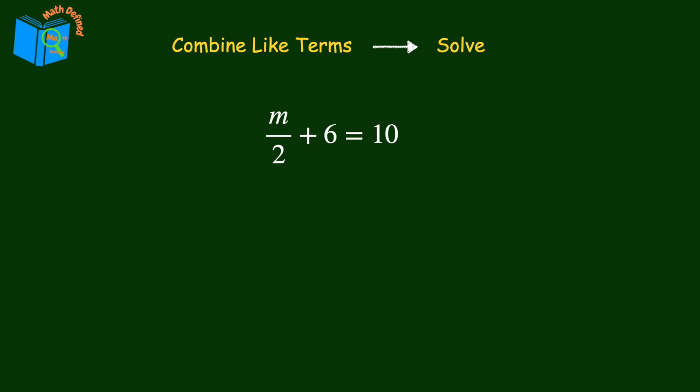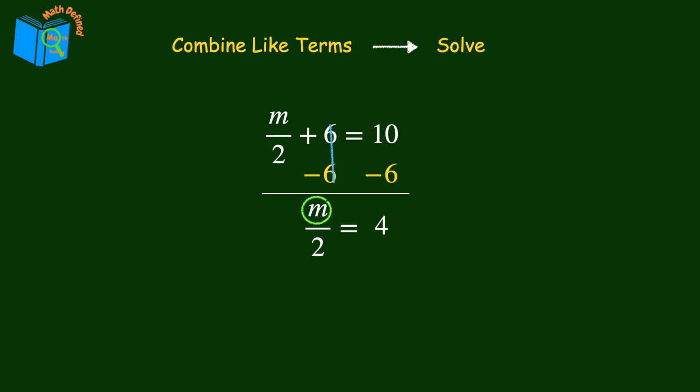Next up, we'll solve an equation with a fraction in the variable term and a whole number constant. Let's see how this one works out. First, we'll combine the constants by subtracting 6 on both sides. On the left side, the 6's cancel out, leaving the fraction m over 2. On the right side, 10 minus 6 is 4.